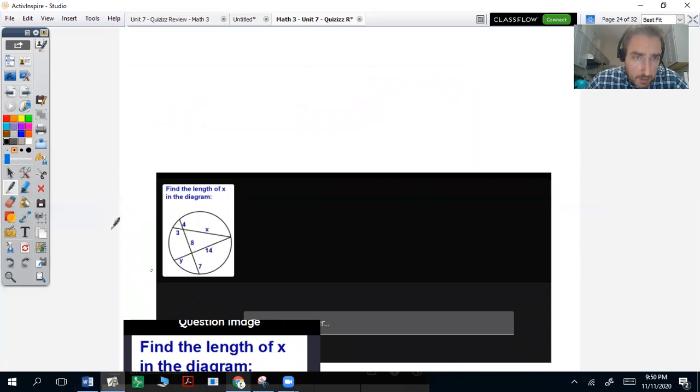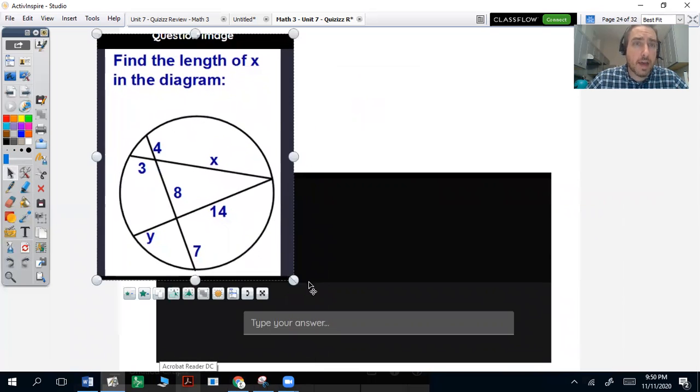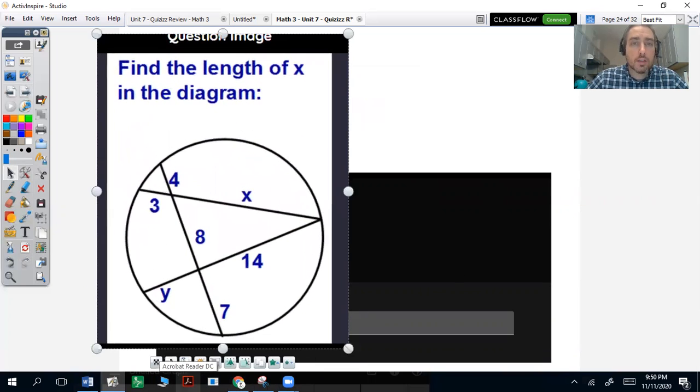All right, this has a diagram here. We're going to make this a little bit bigger and try to work with this. We want to find the length of X in this diagram. So this has a whole lot of stuff going on. Let's focus on what we need for this particular problem. We are wanting to know what this length is. It's in the same arc as this 3. Okay, so it's going to be 3x. We know this, 3x equals.